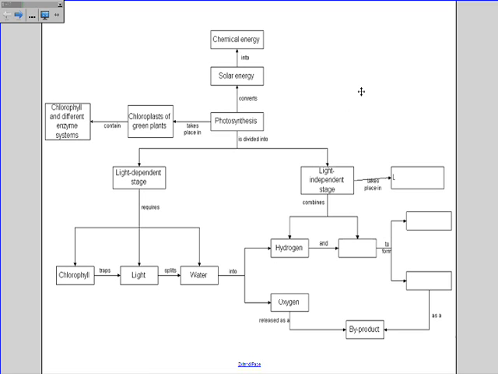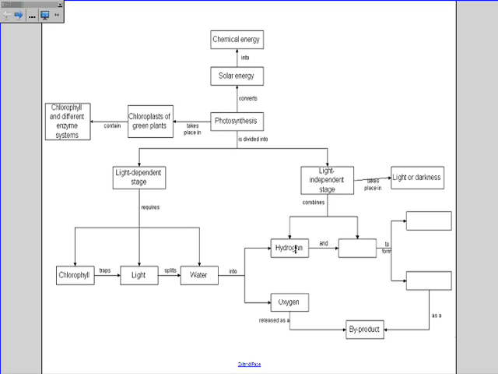That second process is called the light-independent reactions. Independent because it does not need light in order for this to happen. It takes the energy from the sunlight in the first stage and uses that energy in the second stage. This can take place in either the light or the dark.